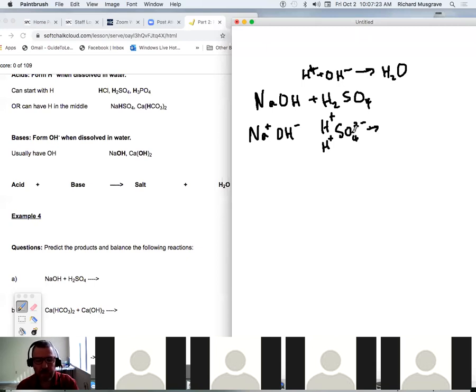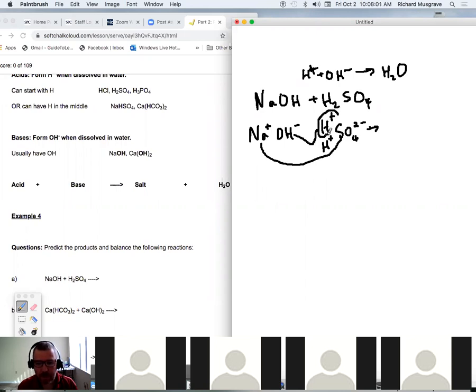The reaction itself is called a double displacement, which means that the cation of one side will join to the anion of the other side. Think of it like two couples dancing, and they are of the opposite sex, and they switch partners. So male, female, male, female. This male joins with this female. This male joins with this female over here. Think of it like that. So what we know is that the Na plus will join with the SO4 2 minus, and the H plus will join with the OH minus.